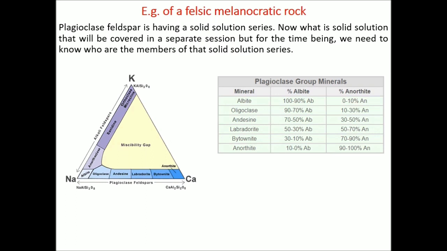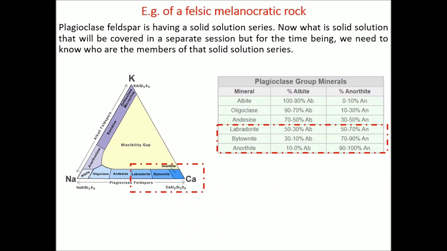You can easily remember this: first is albite, at the apex of Na, where Ca is 0. So 0 to 10% is albite, 10 to 30% is oligoclase, 30 to 50 is andesine, 50 to 70 labradorite, 70 to 90 bytownite, and 90 to 100% Ca is anorthite. At the Ca apex, the Na proportion is 0. So the relevant point here is labradorite, bytownite, and anorthite.